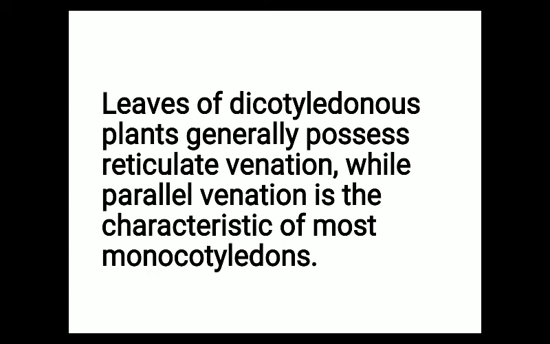So this is an important difference between the dicotyledonous plant and monocotyledonous plant regarding their leaf. What is the difference? In the leaf of a dicot plant, the venation is reticulate, but on the other hand, in the leaf of a monocot plant, the venation is parallel. So this much only in this video. In the next video, we will study the types of leaves, the phyllotaxy and modification of leaf.